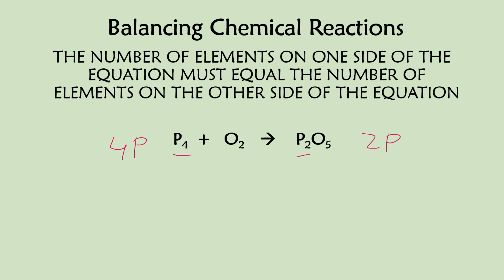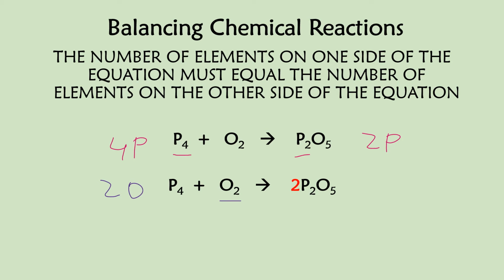So what we can do is add a coefficient. You'll have to see what number you multiply with 2 to make it a 4. So 2 times 2 is going to be 4. So we can add a coefficient of 2 with the phosphorus. So right now, phosphorus has a coefficient of 2 and a subscript of 2. So 2 times 2 will give us 4 phosphorus on the product side. So now that the phosphorus is balanced, we can move on to the next element. So let's look at oxygen. We have only 2 oxygens right now on the reactant side.